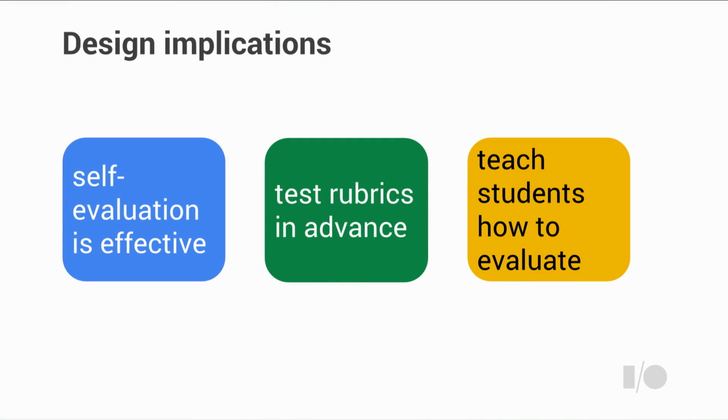We found that it's really important to test our rubrics or grading checklists in advance, because I think we would have uncovered some of those subjective versus objective measures. Also, we think that it's really important to teach students how to evaluate their own work. And although we did it a little bit, I think there's a lot of room for improvement if we really want to give the students those metacognitive skills.